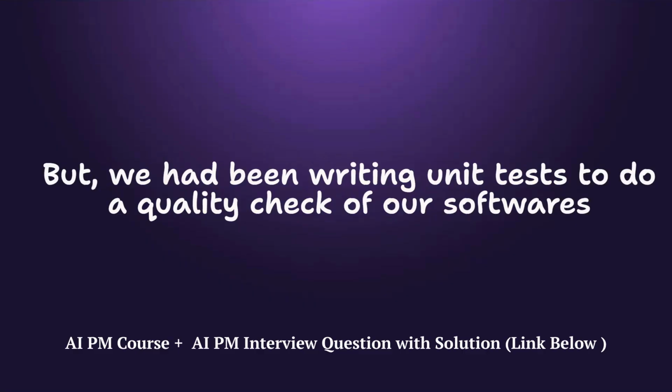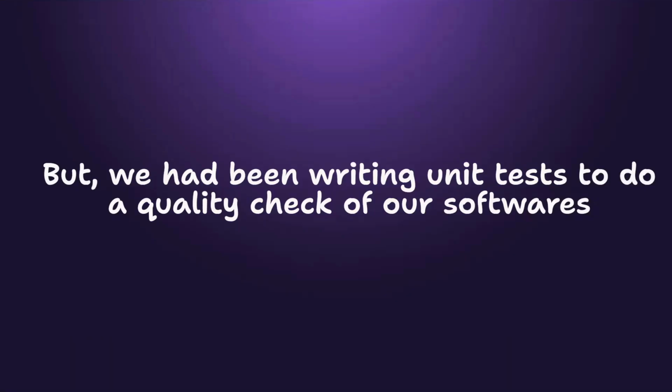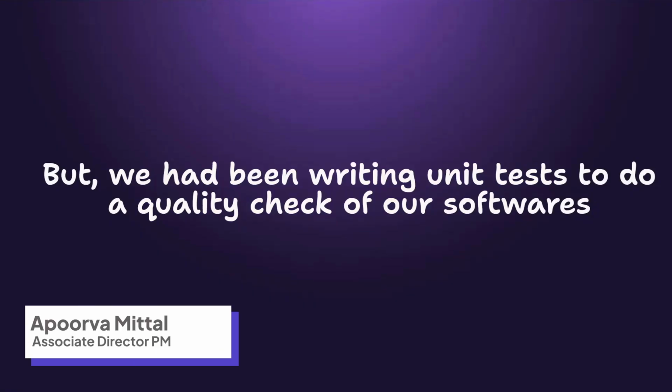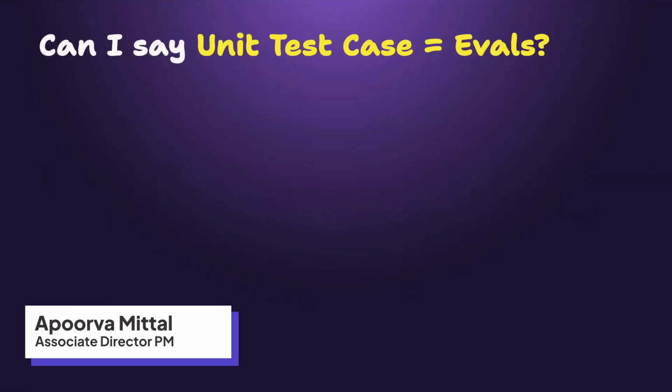But as soon as you hear the word eval, and when you go through the description of it, there could be another question which might pop up in your mind. The world has been writing software for decades now, and for every software written, we were writing unit test cases to check the efficacy of that software. So why exactly are we not writing unit test cases to check the efficacy of our AI systems? A great question. Let's understand why unit tests won't work here.